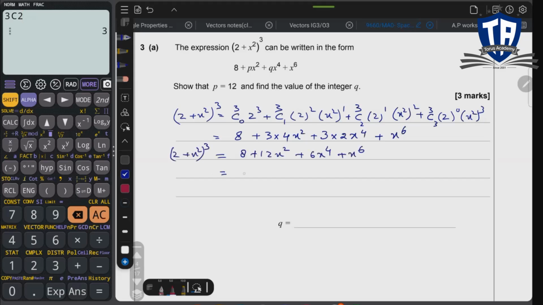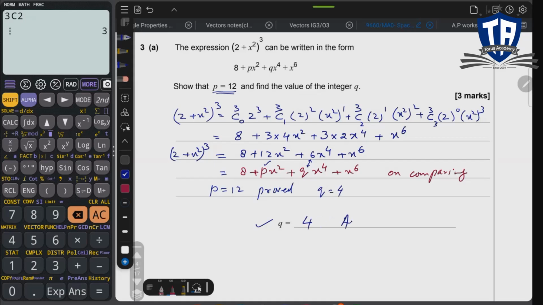and we need to write it in the form of 8 plus px squared. On comparing, the x squared coefficient is 12 and here the x squared coefficient is p. We need to show that p is equal to 12. So this is what we need to prove. And the next thing is we need to find the value of q. In comparison, we can see that the coefficient of x to the 4 in the expansion is 6 and the coefficient of x to the 4 in the question is q. So when you make the comparison, you'll get the value of q.